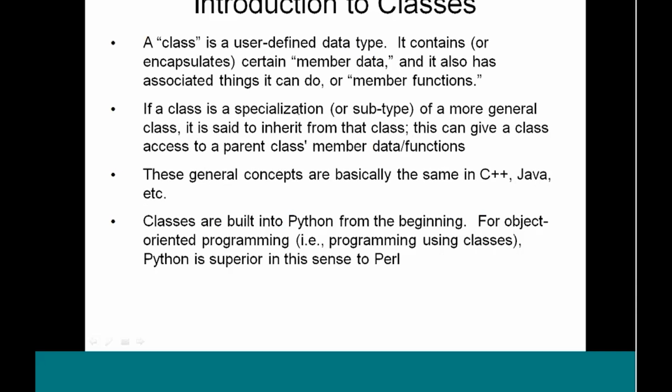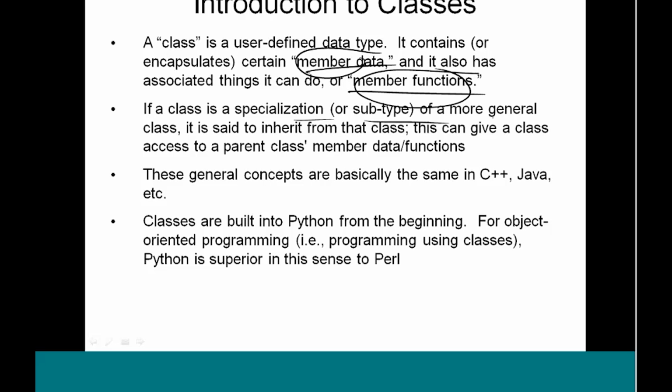So a class is essentially a user defined data type. It contains certain member data, which we will define shortly. It also has associated things that it can do, called member functions. So anytime a class is defined, it should have member data and member functions.